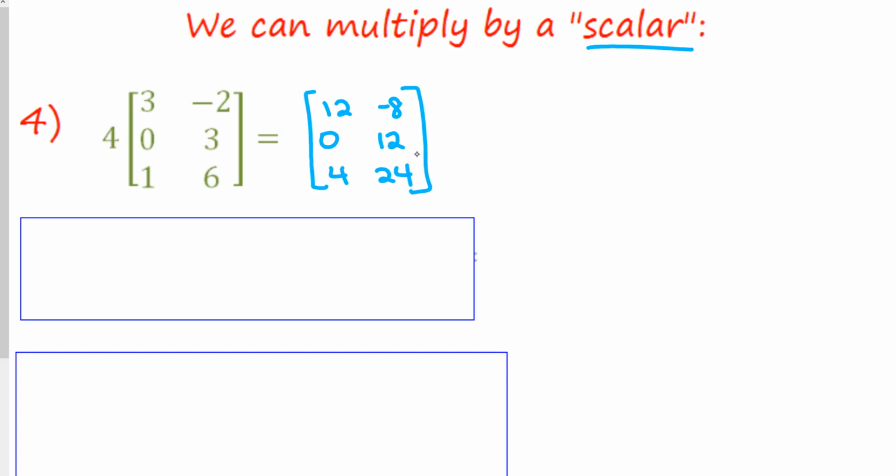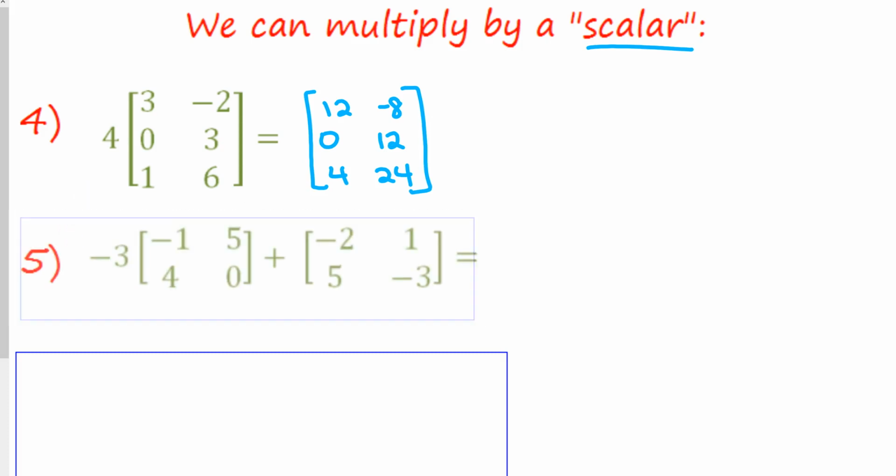Now we can also reverse this process and we can factor out a scalar. So if you started with my answer matrix, you could factor 4 out of it and leave the 4 on the outside.